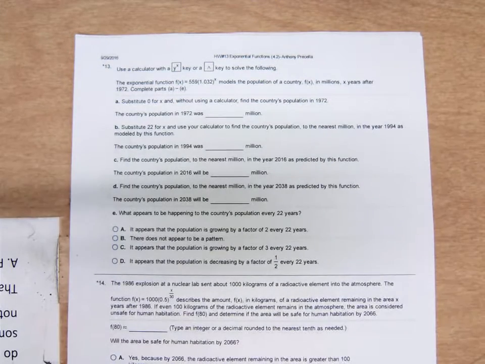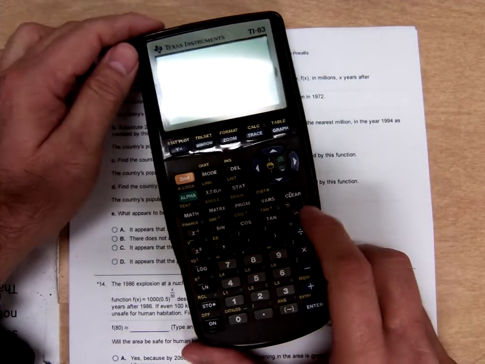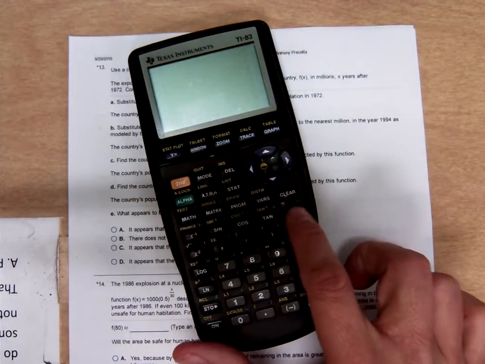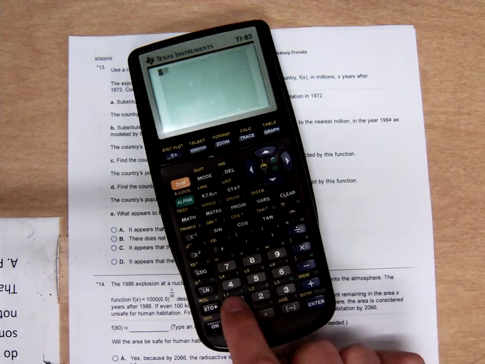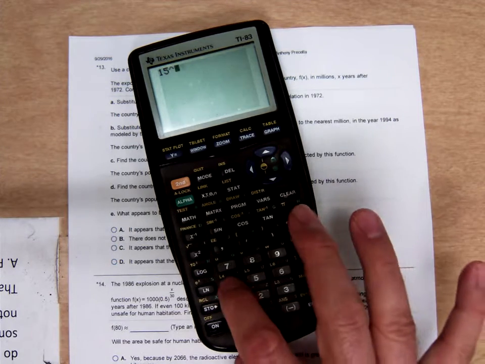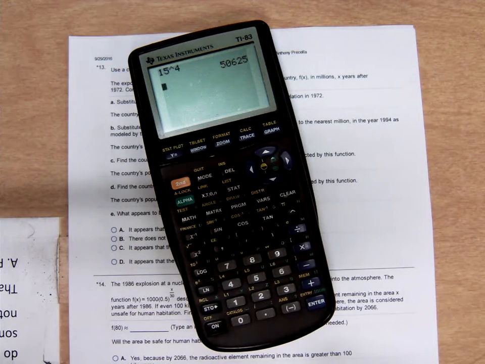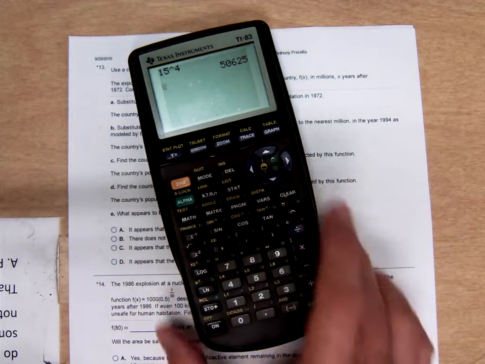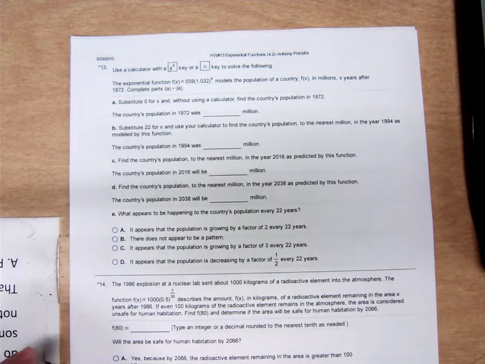Hello, this is Mr. Precella, and today we're going to be looking at some applications involving exponential functions. We're going to be using our calculator, and to punch in an exponent, there's a little caret top key right there. For instance, if I need to know 15 to the fourth, 50,625. That's a key we'll be using. So just jumping right into these word problems.